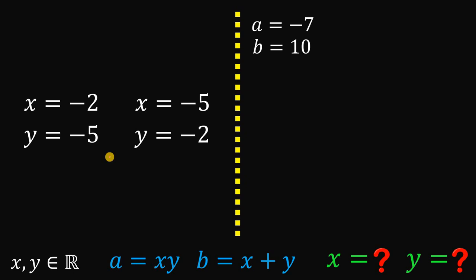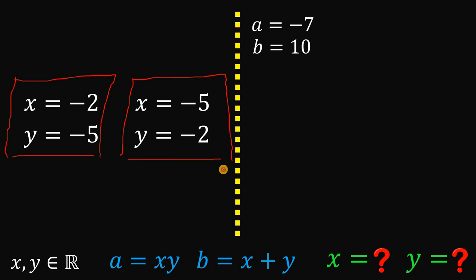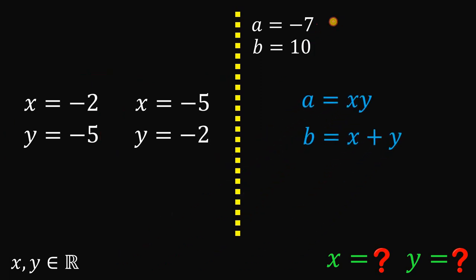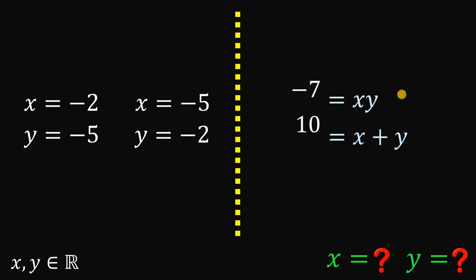So, we found two values for x and y, two pairs. If x equals negative 2, y equals negative 5, or if x equals negative 5, y equals negative 2. Alright, but we're not yet done, because on the other side, we have if a equals negative 7 and b equals 10. So again, using these two equations, we can also solve for the values of x and y.